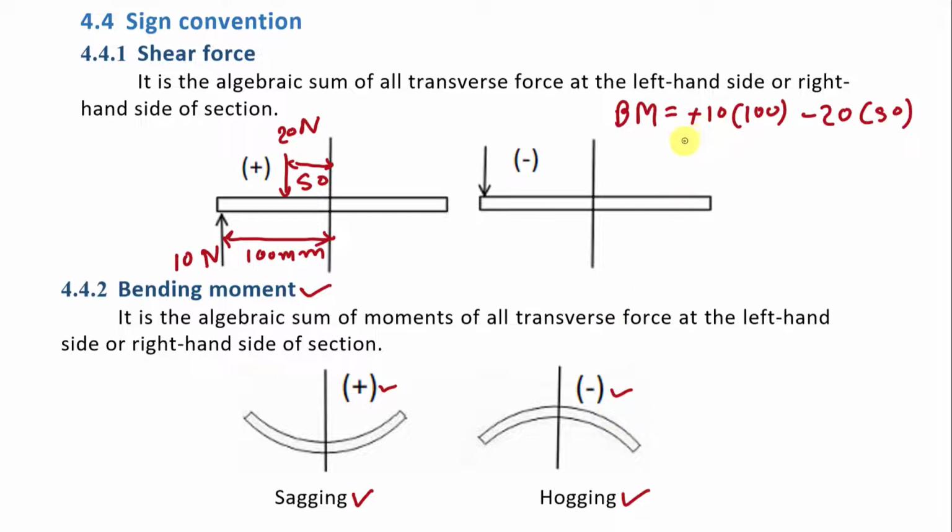So finally, what will be the bending moment? It will be 1000 minus 1000. So finally, the value of bending moment will be 0. So we can say that the value of bending moment at this section is 0. Fine.